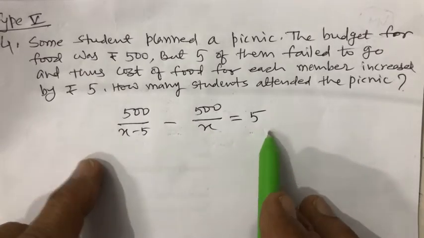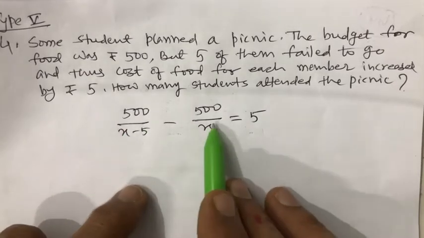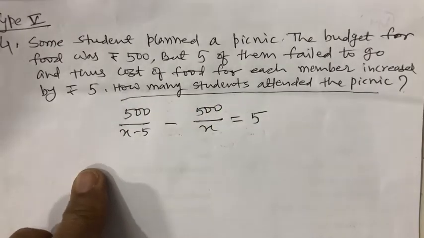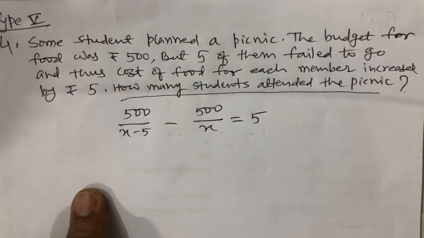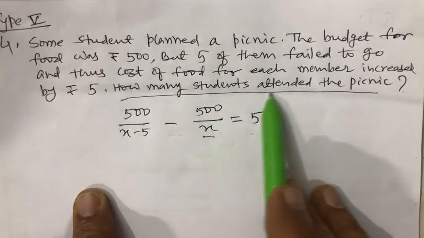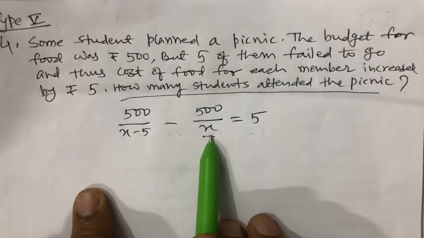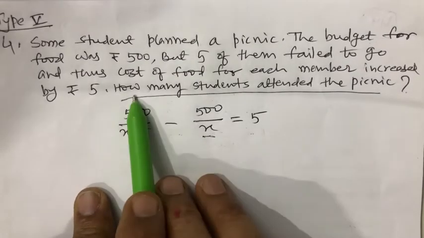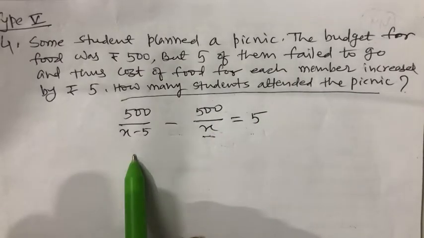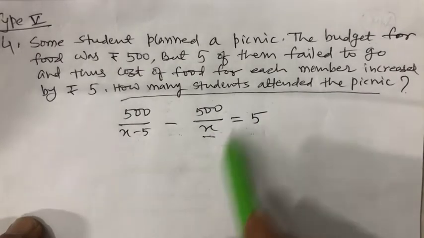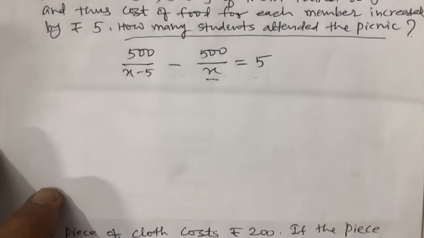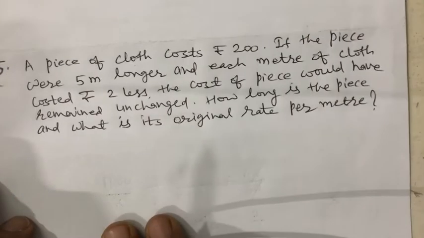Question is the same. You have to calculate x minus 5. First you have to calculate x. Then, the line is important: how many students attended the picnic? It did not say how many students planned the picnic. Then you would have to write the answer x. But here, how many students attended the picnic, so the answer is x minus 5. Again I am leaving this question for you because you can easily complete it by taking LCM.